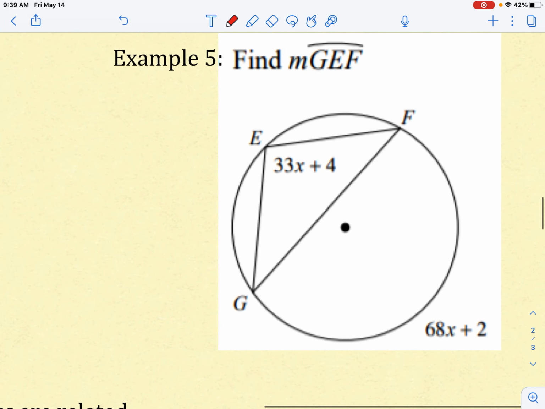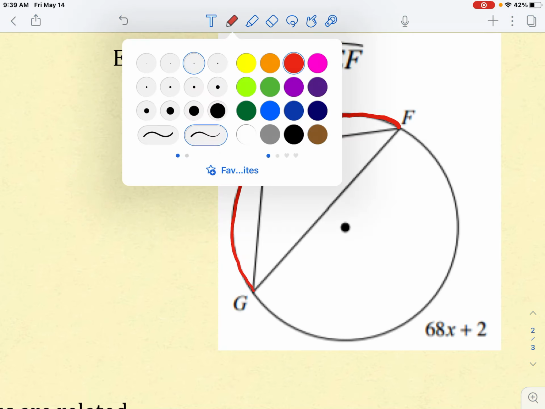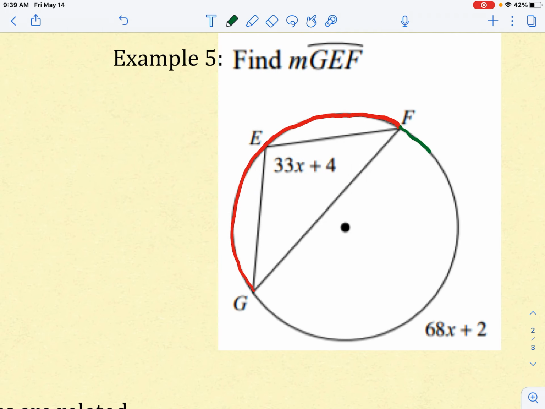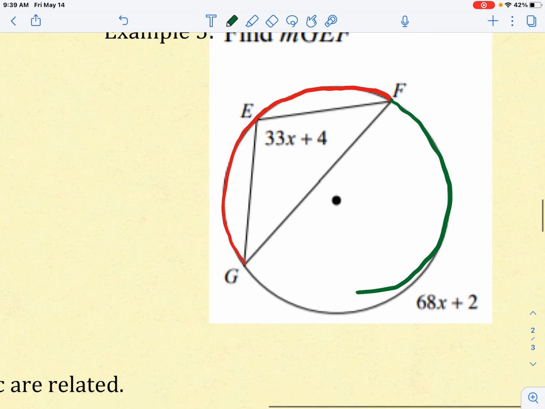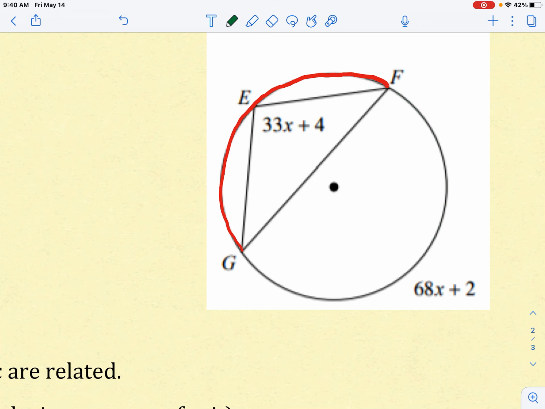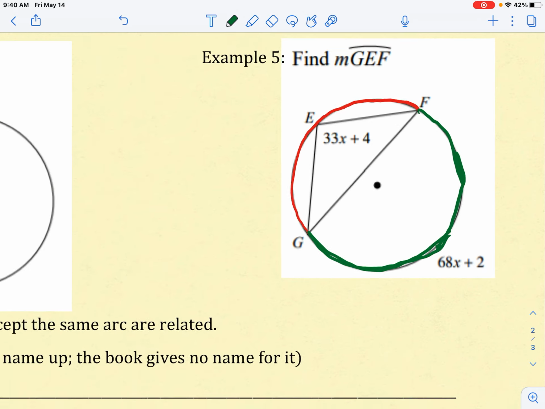And again, in this problem, we're trying to find the measure of arc TEF. There's no angle that intercepts that, and it's not a semicircle. So again, we're going to have to think about how can I use the inscribed angle theorem to eventually help me get what I need. Well, hey, if you look, this green arc here, if we can figure out what that is, then we can do 360 minus that equals the red arc, right? And we're probably going to need to find x.